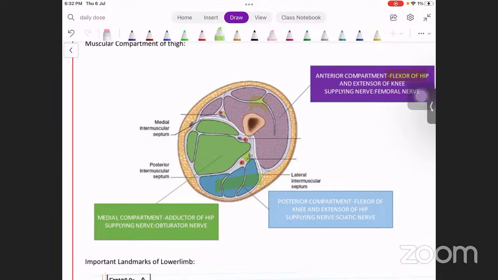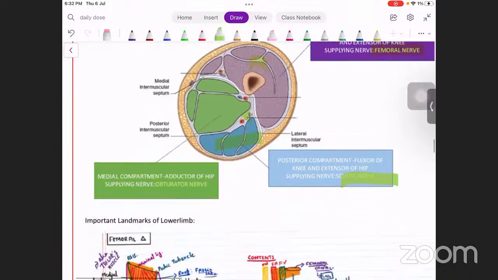And similarly, you have the posterior compartment of your thigh, which extends your hip and causes flexion of your knee. Very good. And medial compartment is the adductor compartment, and the supplying nerve would be the obturator nerve. So anterior compartment supplying nerve is your femoral nerve, and your medial compartment supplying nerve is the obturator nerve, and your posterior compartment supplying nerve is the sciatic nerve, which is the thickest nerve in your body, which passes through your greater sciatic foramen. You have to remember that, people.